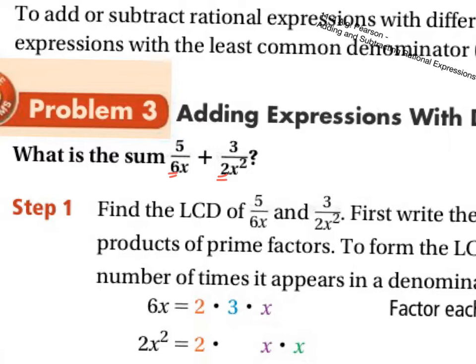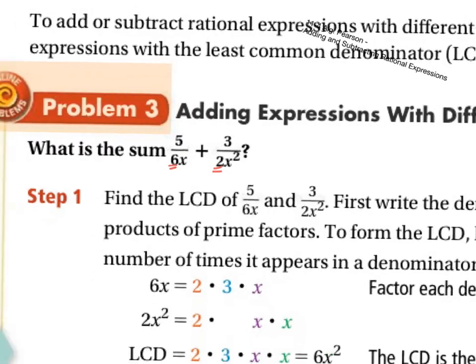To get the variable parts the same, we need to have the highest exponent that we see of the variable for a monomial. So we have an x and we have an x squared, and so we would need an x squared for those to be the same. So 6x squared is going to be our least common denominator.